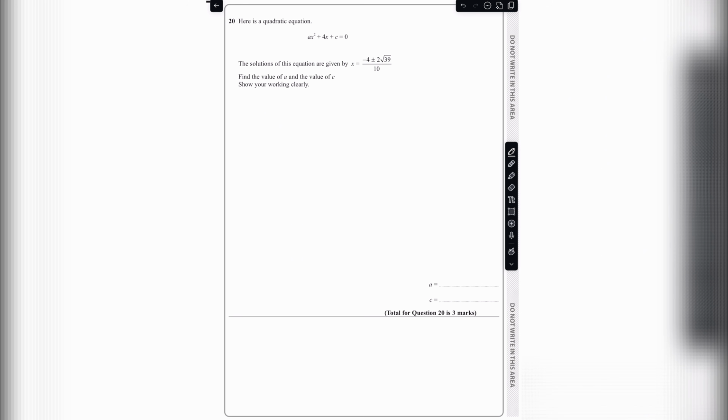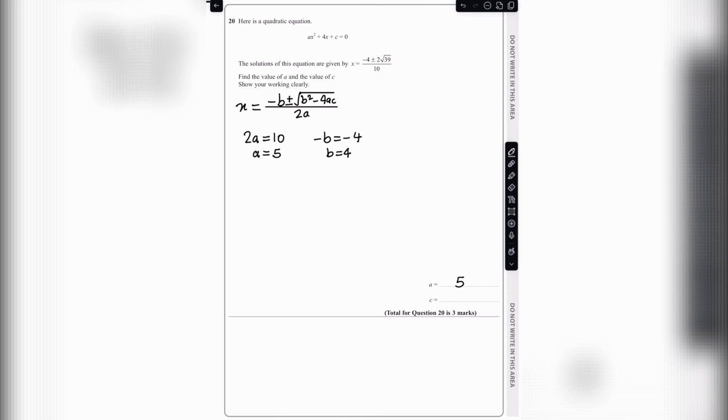In question 20, we are given a quadratic equation. The solutions of this equation are given by x equals minus 4 plus or minus 2 root 39 over 10. Find the value of a and the value of c. So if we use the quadratic formula, which is provided in the formula book, we can clearly see that 2a can be set equal to 10. And so a equals 10 divided by 2, which is 5. We can also state that minus b equals minus 4, so b equals 4.